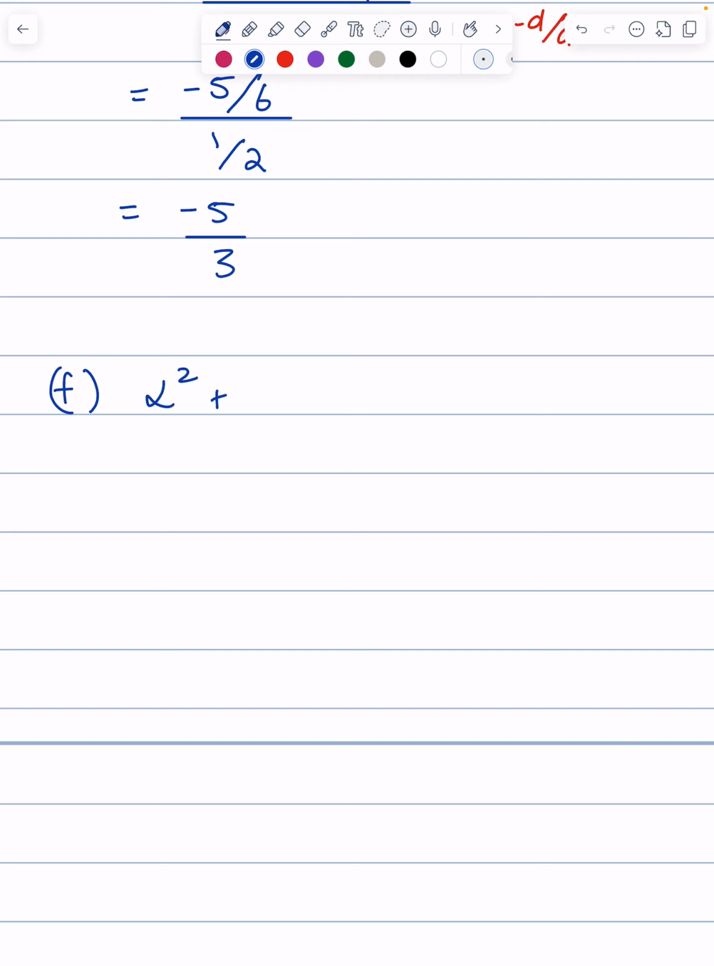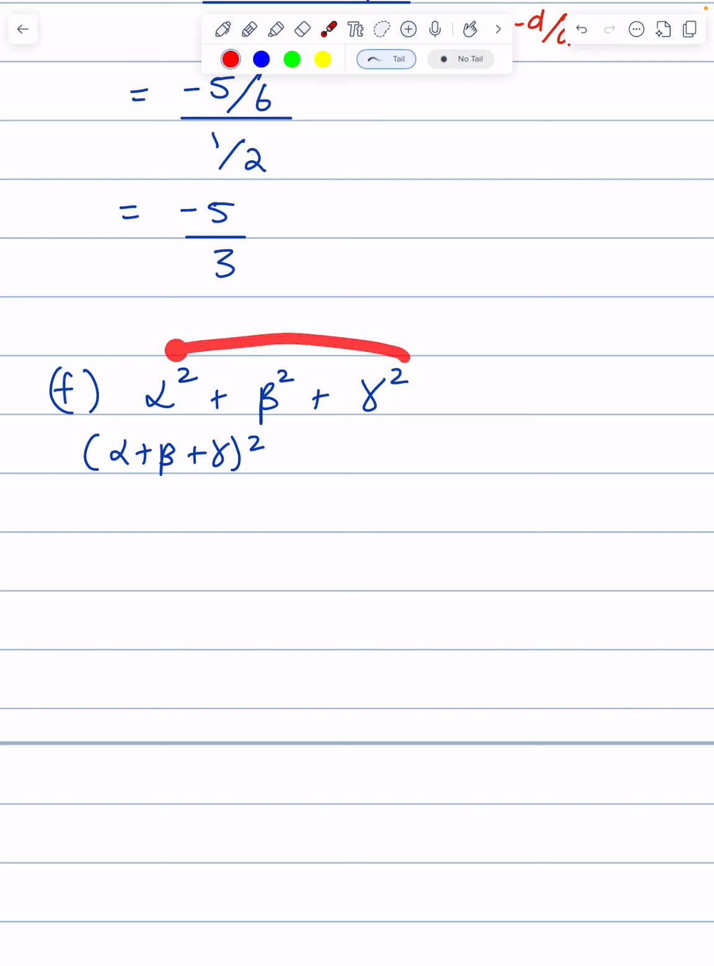Now lastly, for F, I have alpha squared plus beta squared plus gamma squared. So what I'm going to do is think about a perfect square. Ideally, if I had a perfect square, it would be alpha plus beta plus gamma all squared. I'm going to expand this expression, collect any like terms, and see if I can rearrange it so that this part becomes the subject of my formula. And I'll show you why we do it this way, as it will become more apparent towards the end.